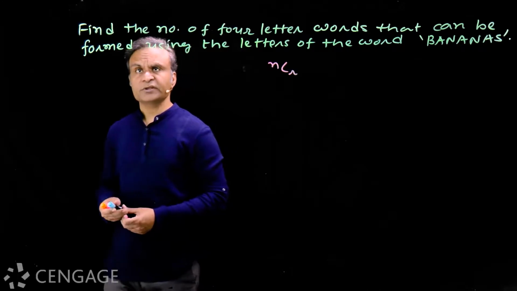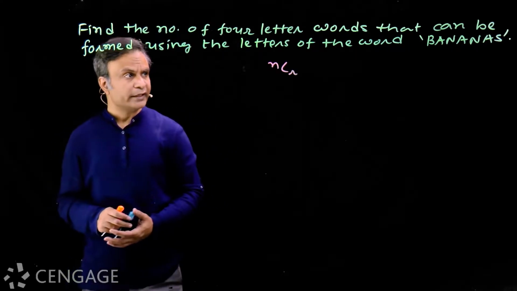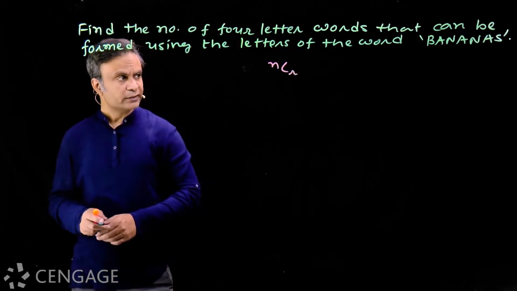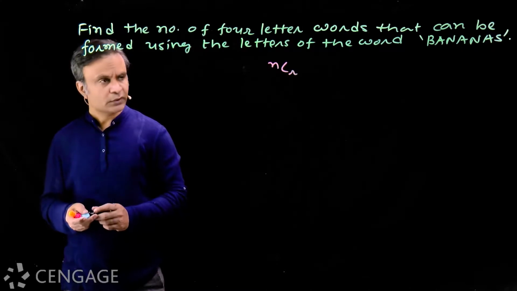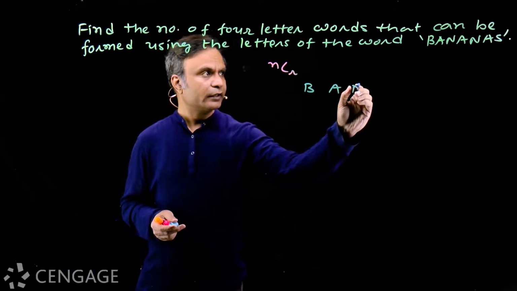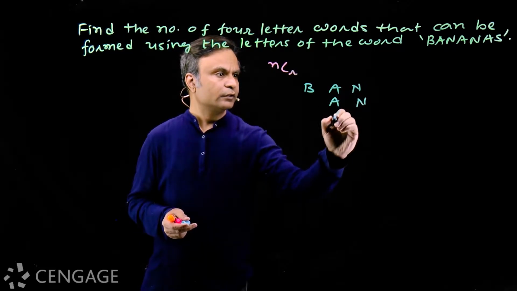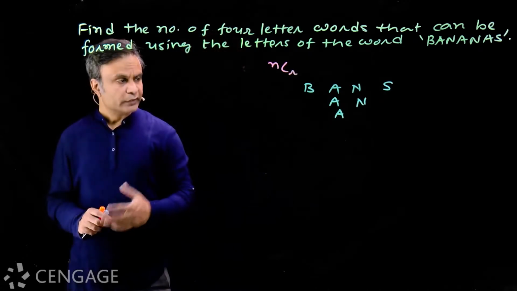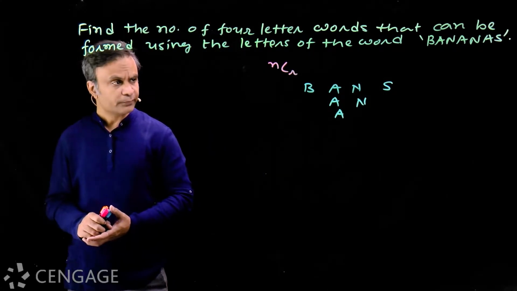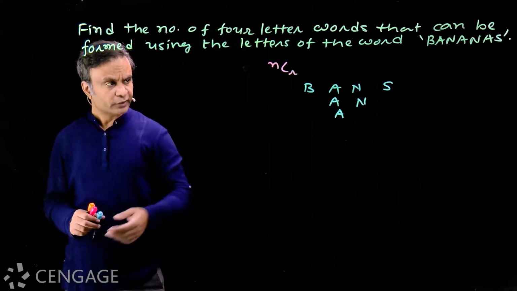Now here we have first question: find the number of 4-letter words that can be formed using the letters of the word BANANAS. Now here all the letters are not distinct. Let's write the letters B, A, N, A, N, A, S. There are 7 letters of which 3 letters are identical of one type, we have triple A, and 2 letters are identical of other type, we have double N.